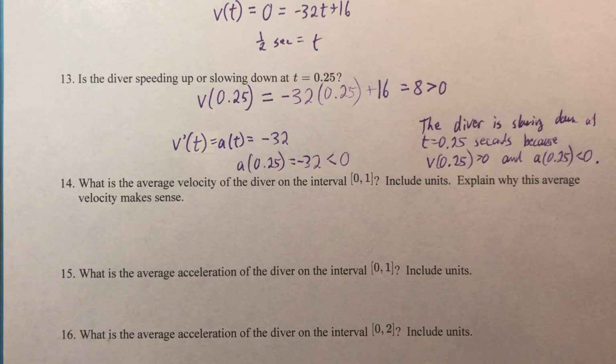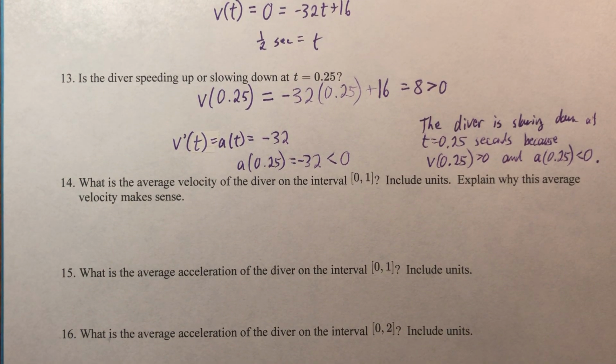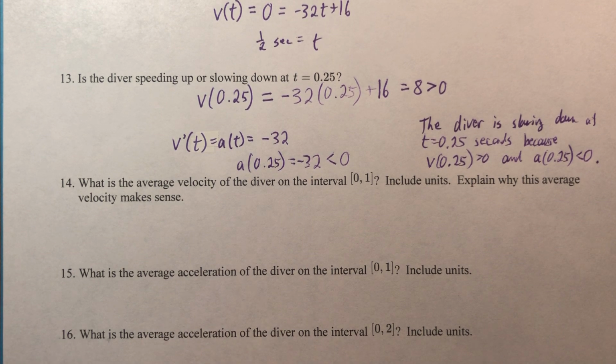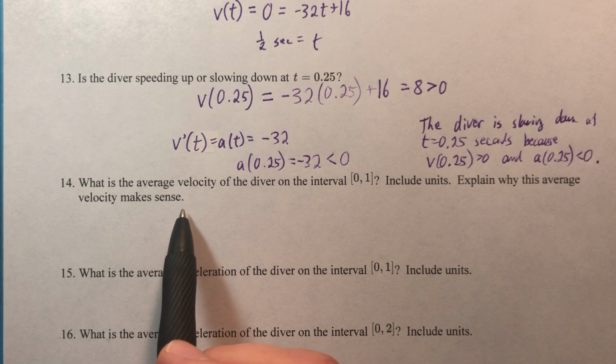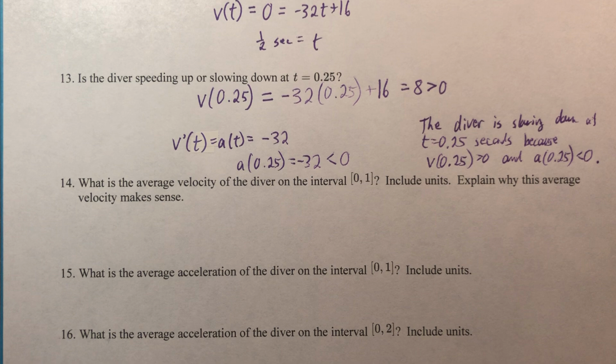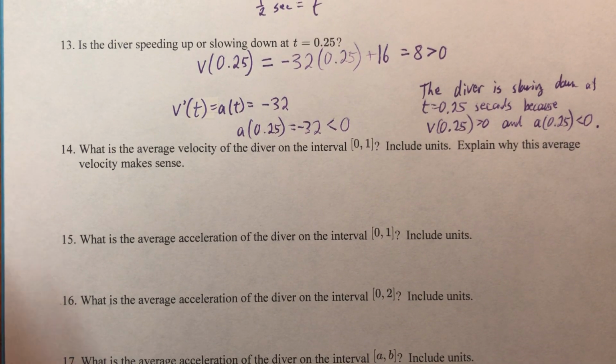Okay, what is the average velocity of the diver on the interval from 0 to 1? So we might be tempted to find the slope of velocity. No, we are going to find the slope between 2 points of displacement, and the units will work out to be velocity. Okay, this is going to be fun. Average velocity. I'm going to switch ink pens for a minute. Give the purple one a rest.